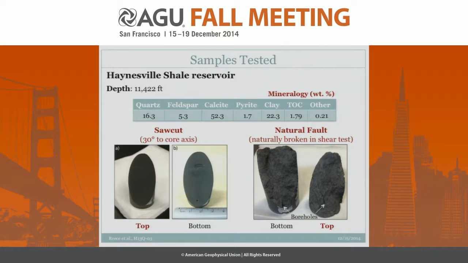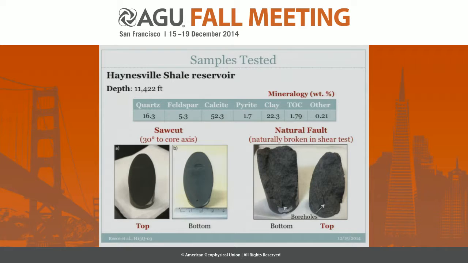The samples that we tested are from the Haynesville Shale Reservoir from a depth of 11,400 feet. And you can see the mineralogy up here in this table. So the Haynesville is mostly composed of calcite, 52%. It includes about 22% clay and 16% quartz.